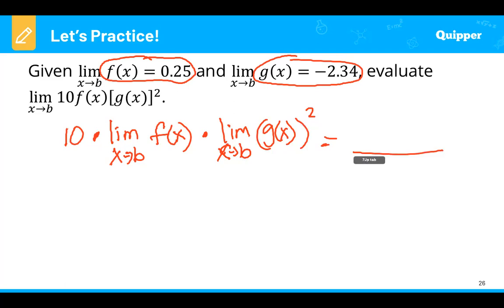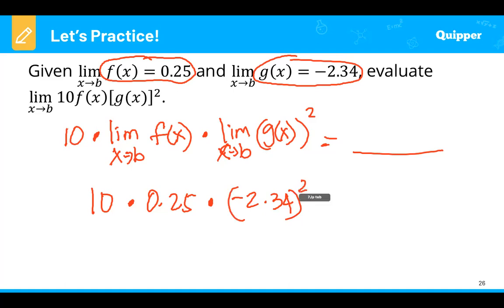So, unahin natin ito. Since this one is already a multiple law, I will just put 10 multiplied by the limit of f of x, which is 0.25, multiplied by the limit of g of x, which is negative 2.34, then we have the squared. Now what is 10 multiplied by 0.25? And we have the answer 2.5 multiplied by the square of negative 2.34.